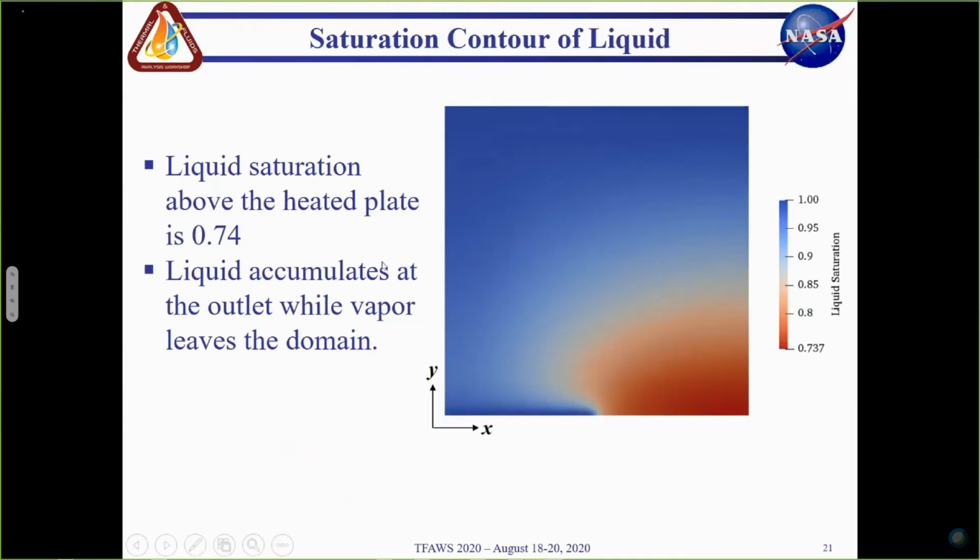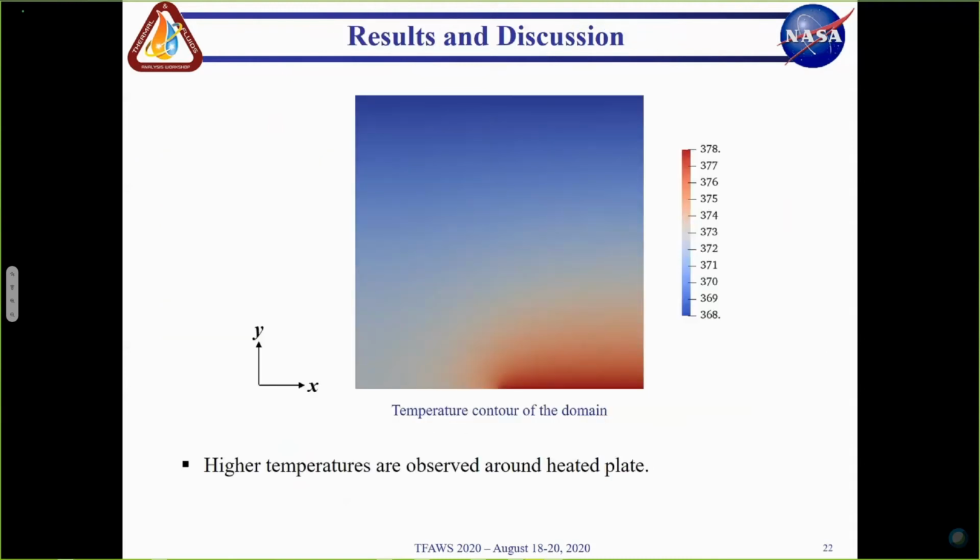So here is a video, and you can see that around this heated plate, the vapor starts forming. The evaporation starts happening, and the liquid saturation around this heated plate is 0.74. The liquid does not convert fully into vapor because the temperature at the heated plate is set only 5 Kelvin above the saturation temperature. The liquid accumulates at the outlet while the vapor leaves the domain. This represents the actual porous media behavior, as the capillary pressure here acts as a barrier for the liquid to leave the domain.